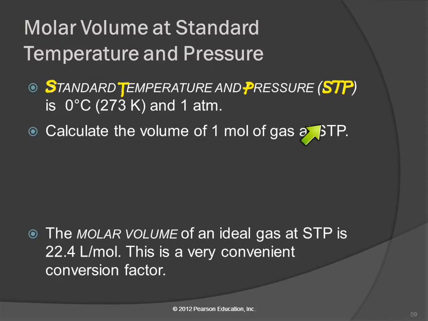So this ends up being kind of shorthand. So at STP is telling us what the temperature and the pressure are, right? The temperature is 0 or 273, and the pressure is 1 atmosphere. So calculate the volume of 1 mole of gas. Calculate V, n is 1, and temperature and pressure are given. What equation are we going to use here? The ideal gas law. So PV equals nRT. And we're going to rearrange this for volume, right?